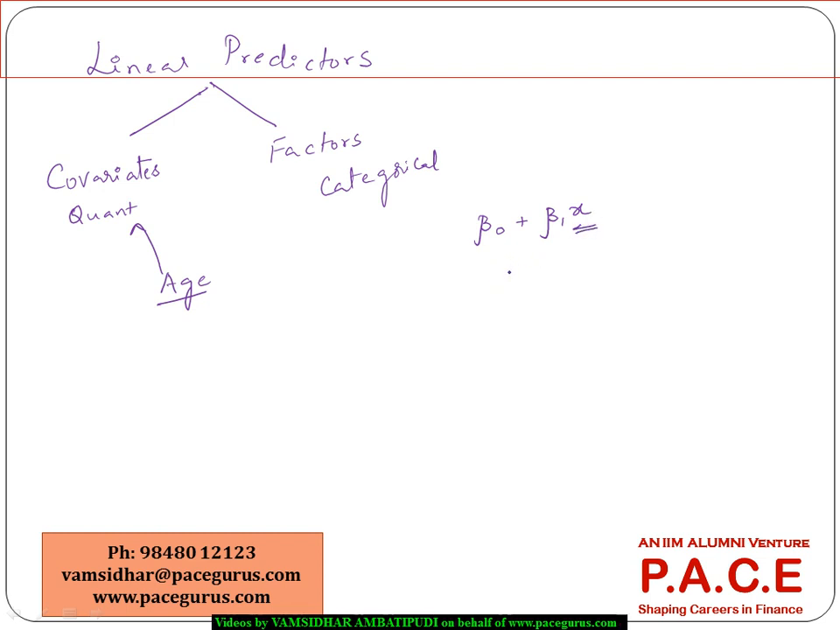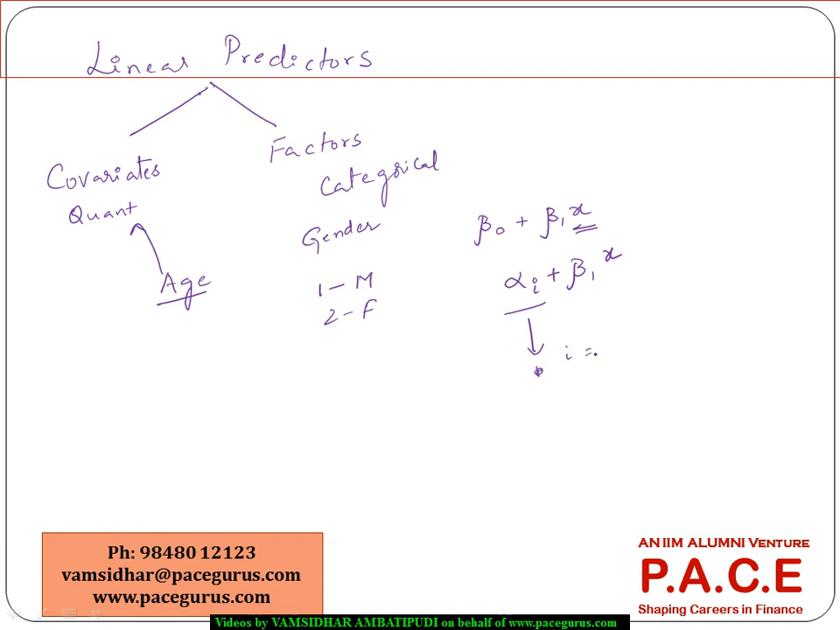But if I say I'm also going for gender as one more linear predictor, wherein I may have two different values, one for male, two for female. If that's the case, my model can become, instead of beta naught, I'll make it as alpha i plus beta 1 times x.